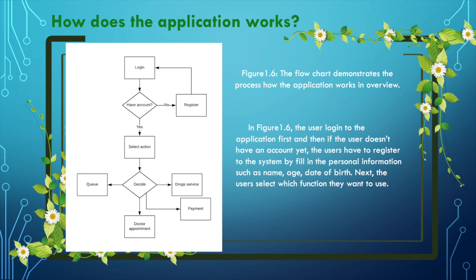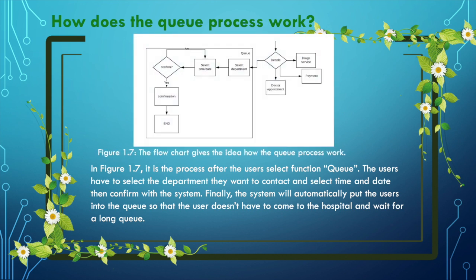User logs into the application, and if the user doesn't have any account, they have to register and then they can select which function they want to use. The first function is queue. After the user selects the queue function, they can select the department they want to contact and select time and date, then confirm with the system. Finally, the system will automatically put the user into the queue so that the user doesn't have to come to the hospital and wait for a long time.